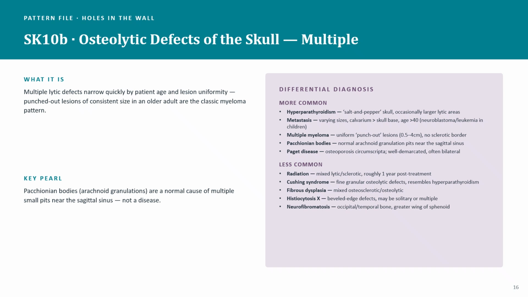Metastatic cancer can also produce multiple areas of bone destruction, but they're often different sizes and less uniform. Another condition is hyperparathyroidism. It can produce some of these same widespread salt and pepper appearances. So again, the main thing with this one is we're seeing multiple lesions, versus on the last osteolytic defect, where we were talking about a single or solitary one.